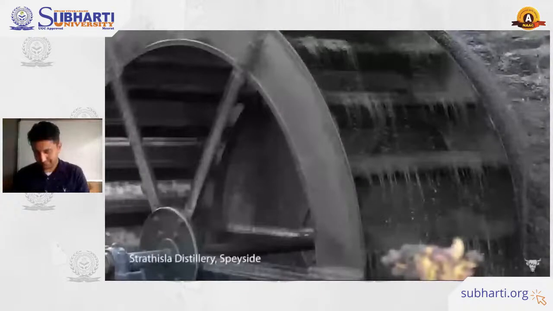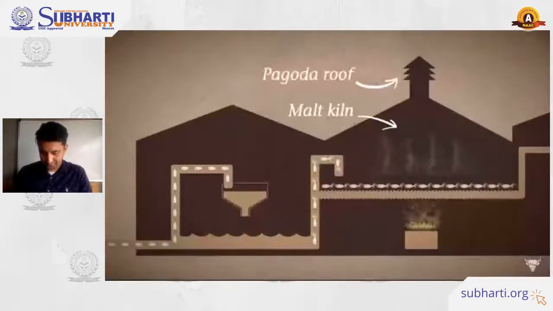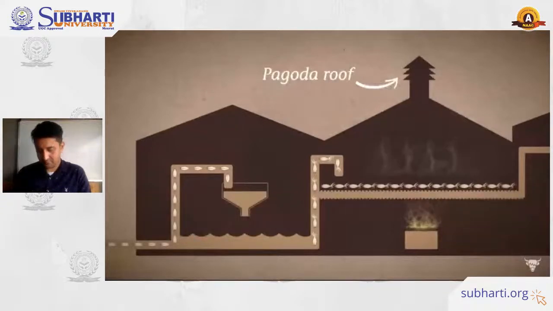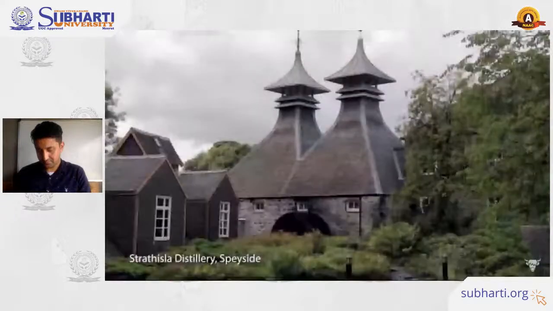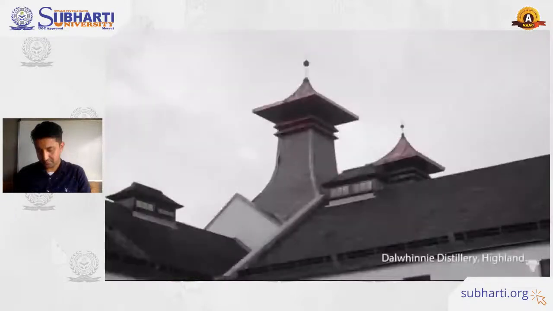By being steeped in water, then spread out to help it sprout and germinate, producing the sugars that will turn to alcohol later on. The sprouting barley is then dried in a kiln. Sometimes peat is burned, adding smoky fire in the final whisky. The traditional pagoda-shaped chimney is the distinctive hallmark of a Scottish distillery.